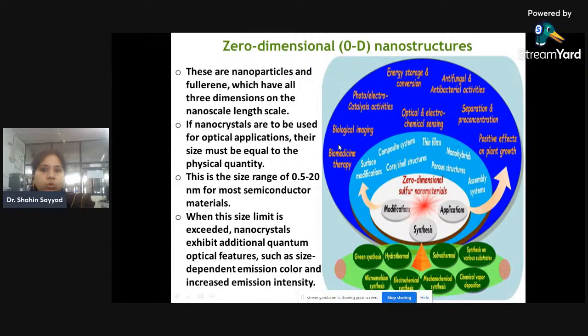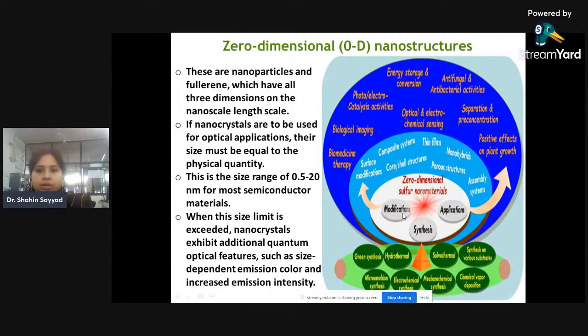that if you use a nanocrystal for optical or another application, whatever the application is, their size must be equal to that physical quantity. Okay, just like if you are using it for optical application, this must be equal to the de Broglie wavelength, which is of the order of 0.5 to 20 nanometer for semiconductor material. Okay, so we have to synthesize the material having a diameter in the range of 0.5 to 20 nanometer. So we are moving towards synthesizing the particle in zero dimension to achieve a desired application. Whenever the size of the particle reaches this limit, they offer additional quantum optical features such as size dependent emission color and increase in the emission intensity.